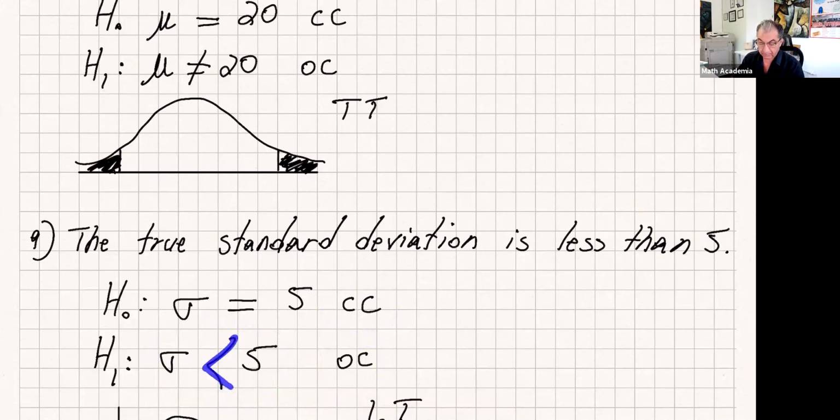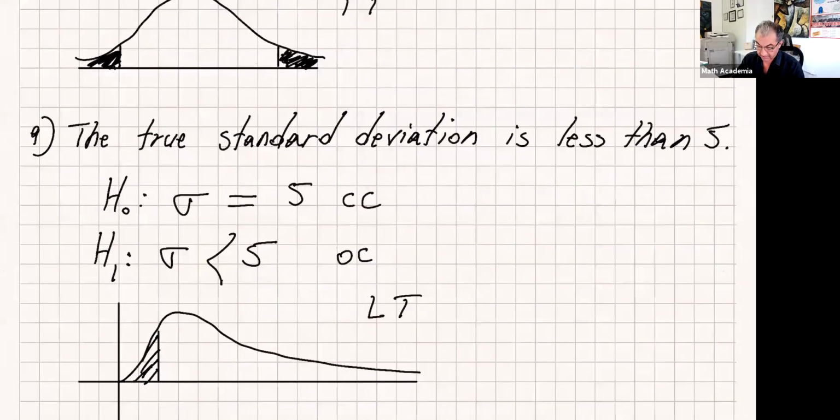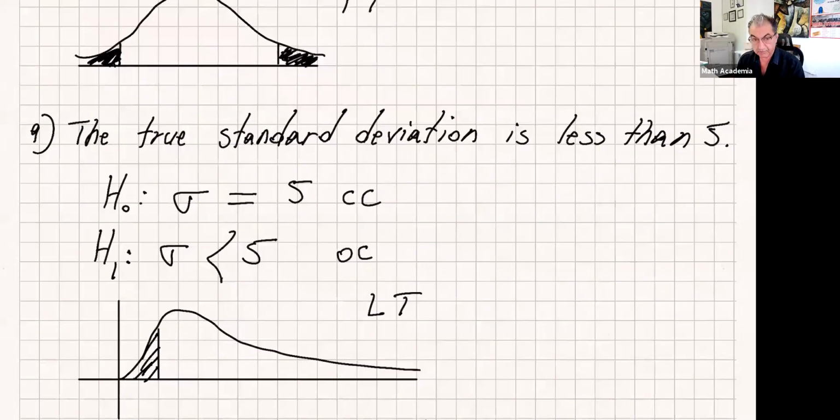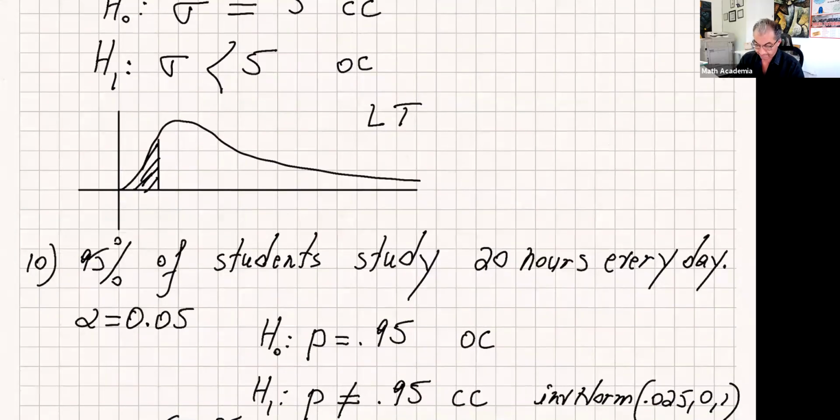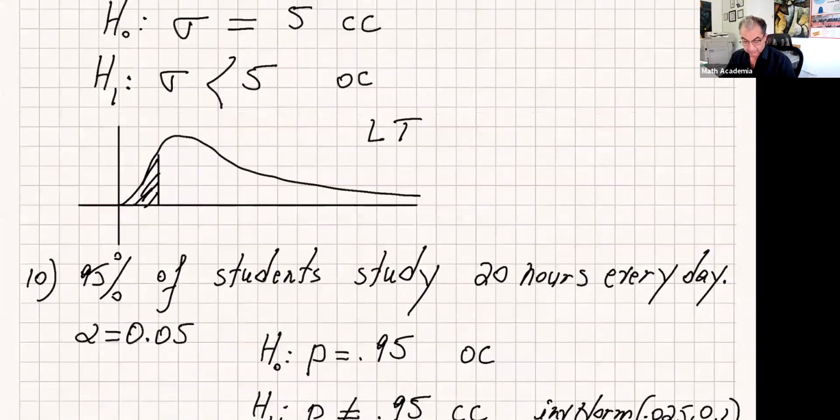Less than, I know I'm going to have a left tail test. However, be careful. When we deal with standard deviation, that means we're going to be dealing with chi-square distribution. As you all know, when we went over chi-square distribution, that's not symmetric. So draw the curve and just shade the left side of the curve. We are going to learn how to get all those values, the critical values. So now let me go to the next step.